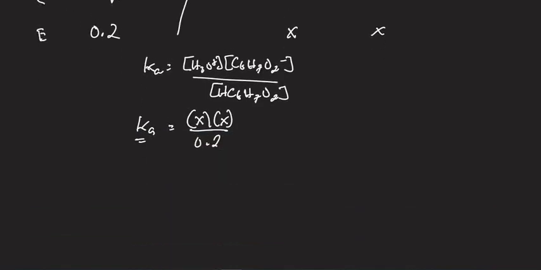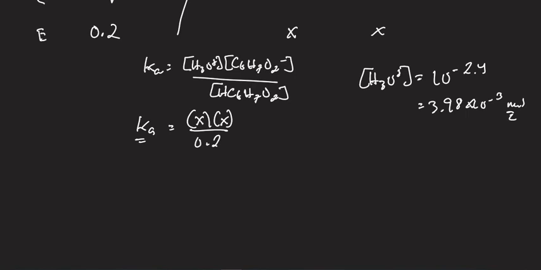So a little side calculation here: we can figure out what the concentration of hydronium is because we're given pH. So 10 to the negative 2.4 is 3.98 times 10 to the negative 3 moles per liter. So we know the value of hydronium, therefore we can say, let's erase that, the concentration of hydronium, which is x, is equal to 3.98 times 10 to the negative 3 moles per liter. Okay, so we know the value for x.